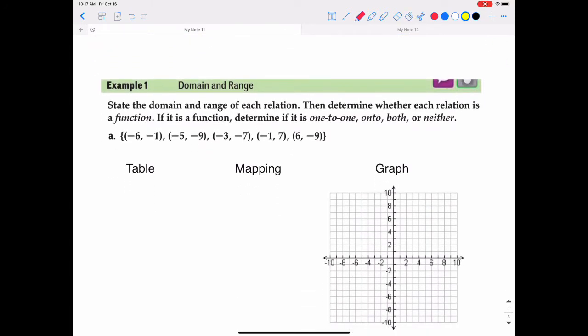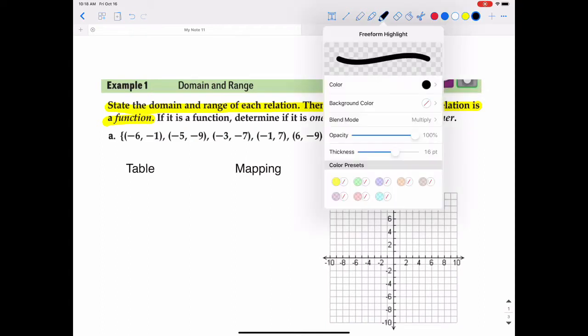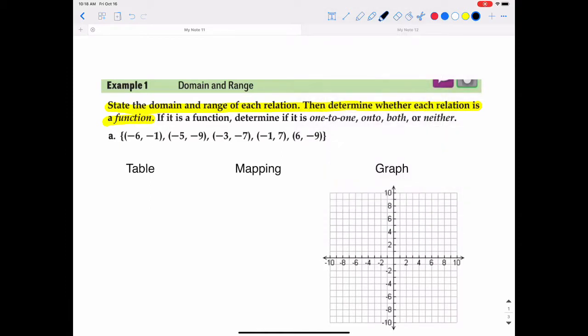We can describe a relation as ordered pairs. So in this example, we're going to state the domain and range of each relation, then determine whether the relation is a function. And then it says if it is a function, determine if it is one-to-one, onto, both, or neither. So this is from your textbook. We are actually not going to do one-to-one, onto, or neither, so we are simply going to delete that portion of it. Don't worry about one-to-one, onto, both, or neither. That's not mentioned in the book after this lesson, so we're not going to worry about it.